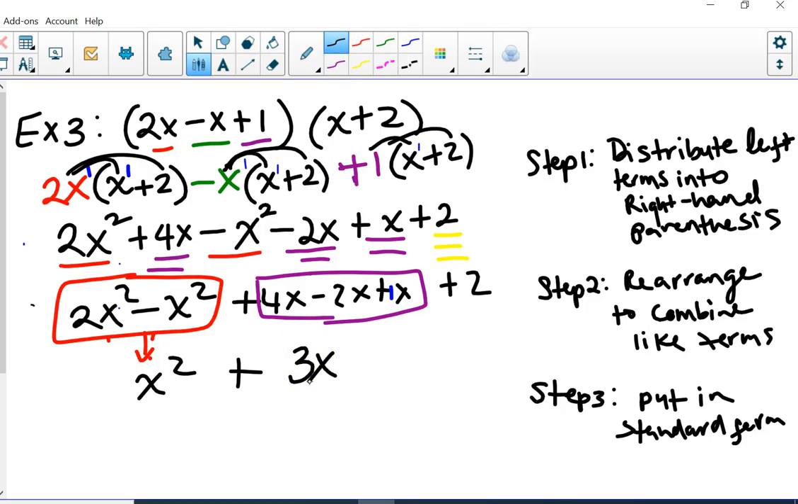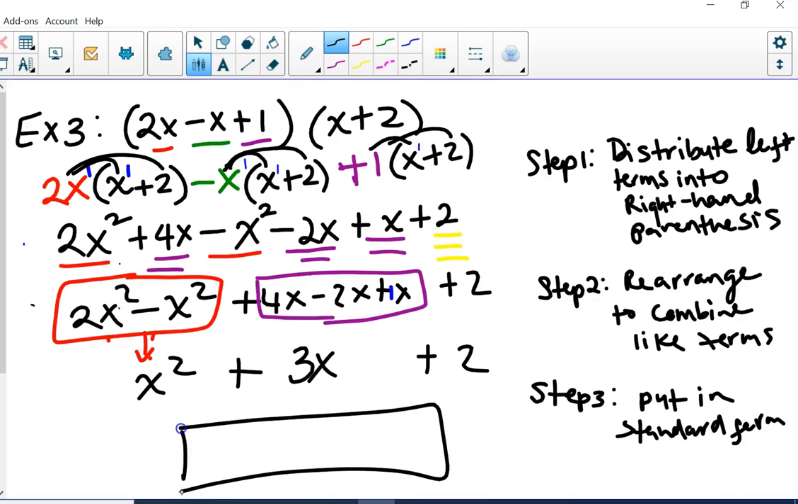So we have x squared plus 3x, and moving down, plus 2. The last step is to make sure that your solution is in standard form. Put it in standard form if it's not. We're already in standard form, so we're good. My solution, I'm going to put a little box around my answer, is x squared plus 3x plus 2. Go ahead and copy the steps down.